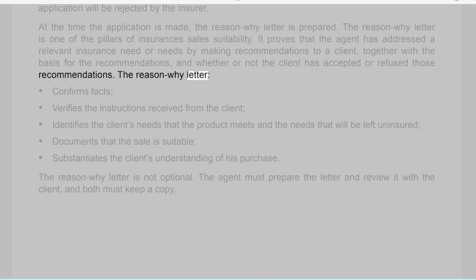The reason why letter confirms facts. It verifies the instructions received from the client. It identifies the client's needs that the product meets and the needs that will be left uninsured. It documents that the sale is suitable. It substantiates the client's understanding of his purchase. The reason why letter is not optional. The agent must prepare the letter and review it with the client, and both must keep a copy.